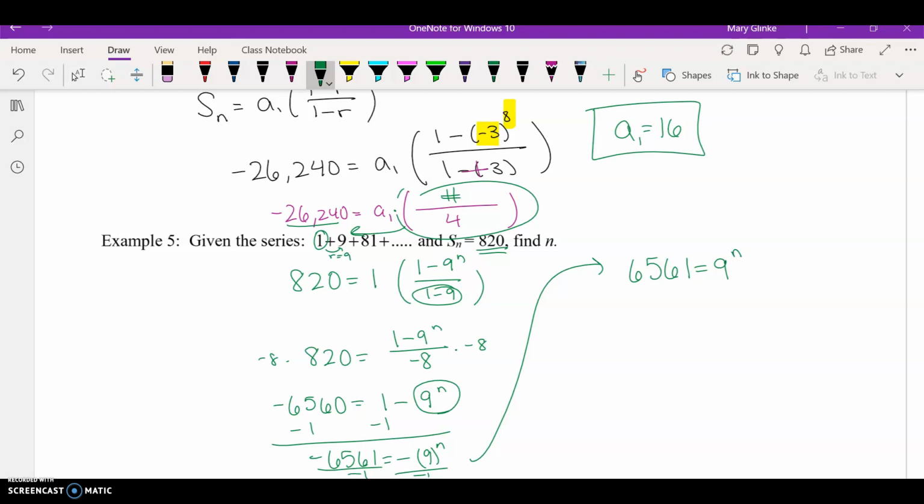So I am right now stuck in an exponential form. We're going to have a throwback question to chapter 8. Our base is 9, so we're going to take the log base 9 of both sides. So we're going to do log base 9 of 6,561 equals n. You can type that in on your calculator to figure out that there are 4 different terms that we had added together with this geometric sequence, or series rather.